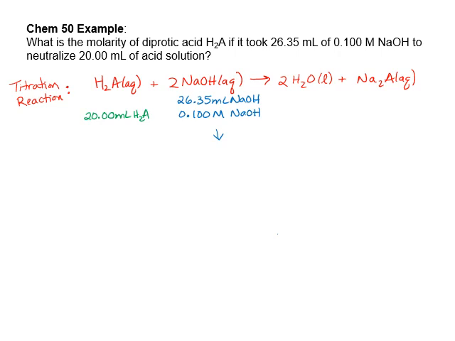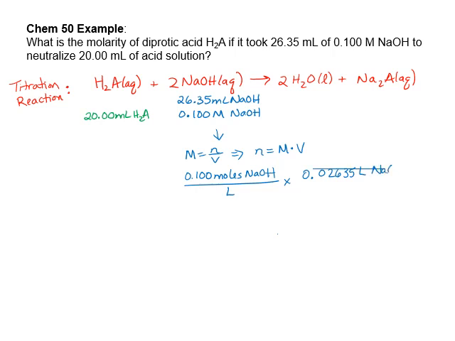So we first want to find out how many moles of sodium hydroxide we're actually adding. Recall that molarity is given as moles over volume, so we can rearrange this to solve for moles as molarity times volume. So we have 0.1 molar sodium hydroxide and we're adding 0.02635 liters of this solution. Notice I did the conversion between liters and milliliters. So that gives us 0.002635 moles of sodium hydroxide that we're adding.